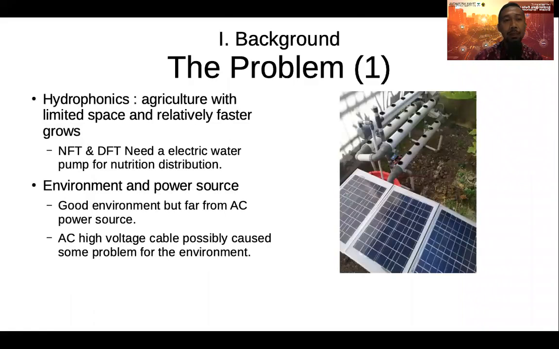First is the background. The background of this research is hydroponics, an agriculture method with limited space and a relatively fast growth. We were supposed to make a research on the nutrient film technique and the flow technique that need an electric water pump for nutrition distribution. So we would like to make a portable hydroponic system that does not depend on an alternating current power source, which has problems with the environment like thunder or pollution or something.